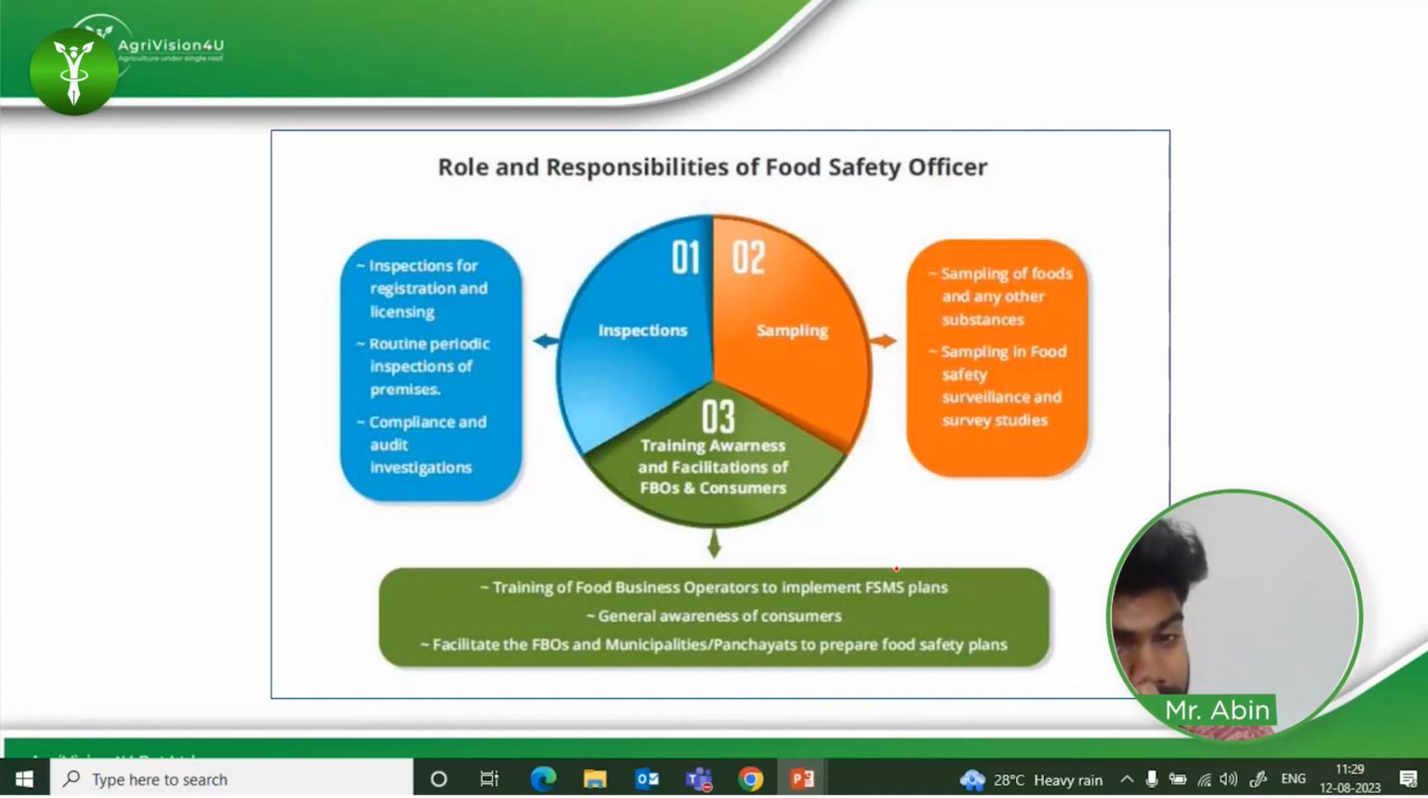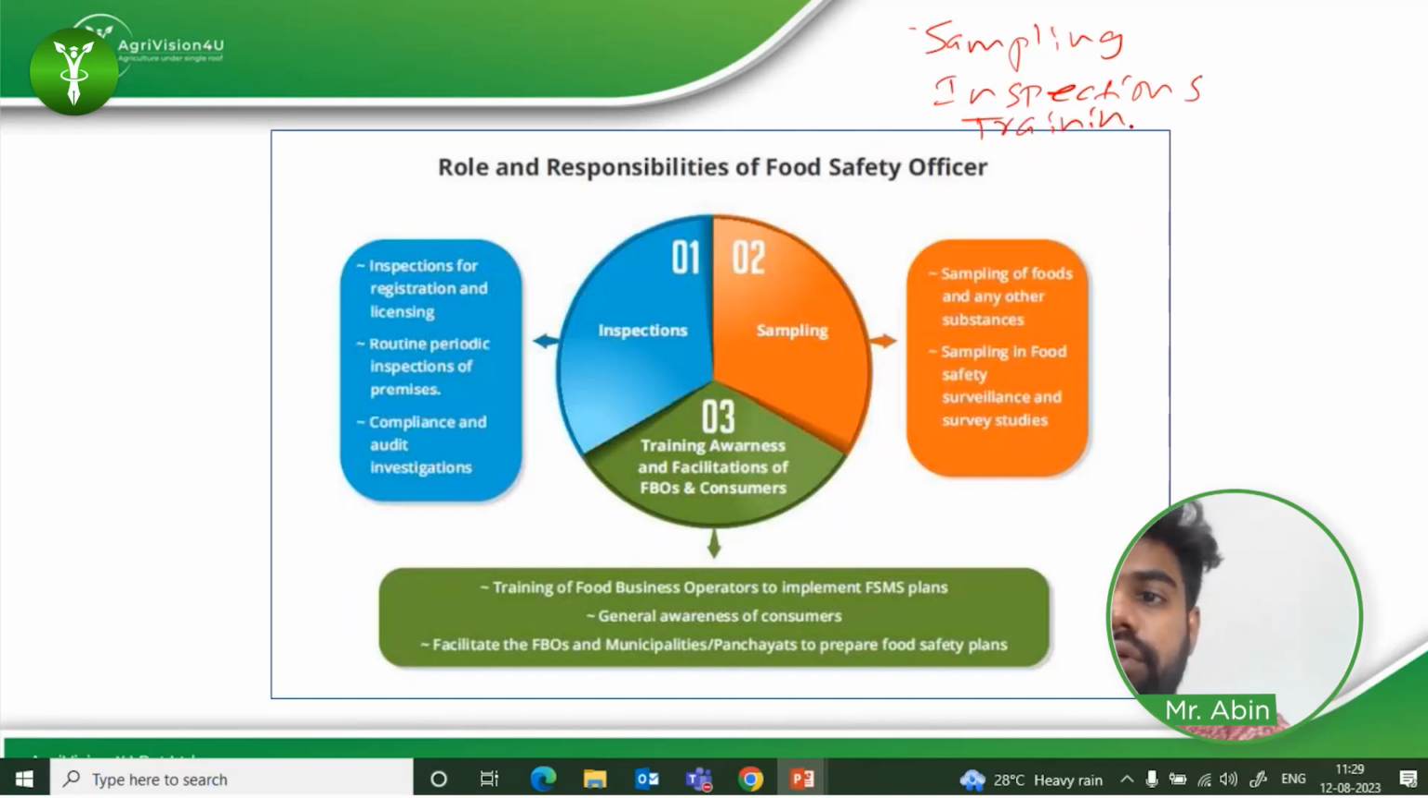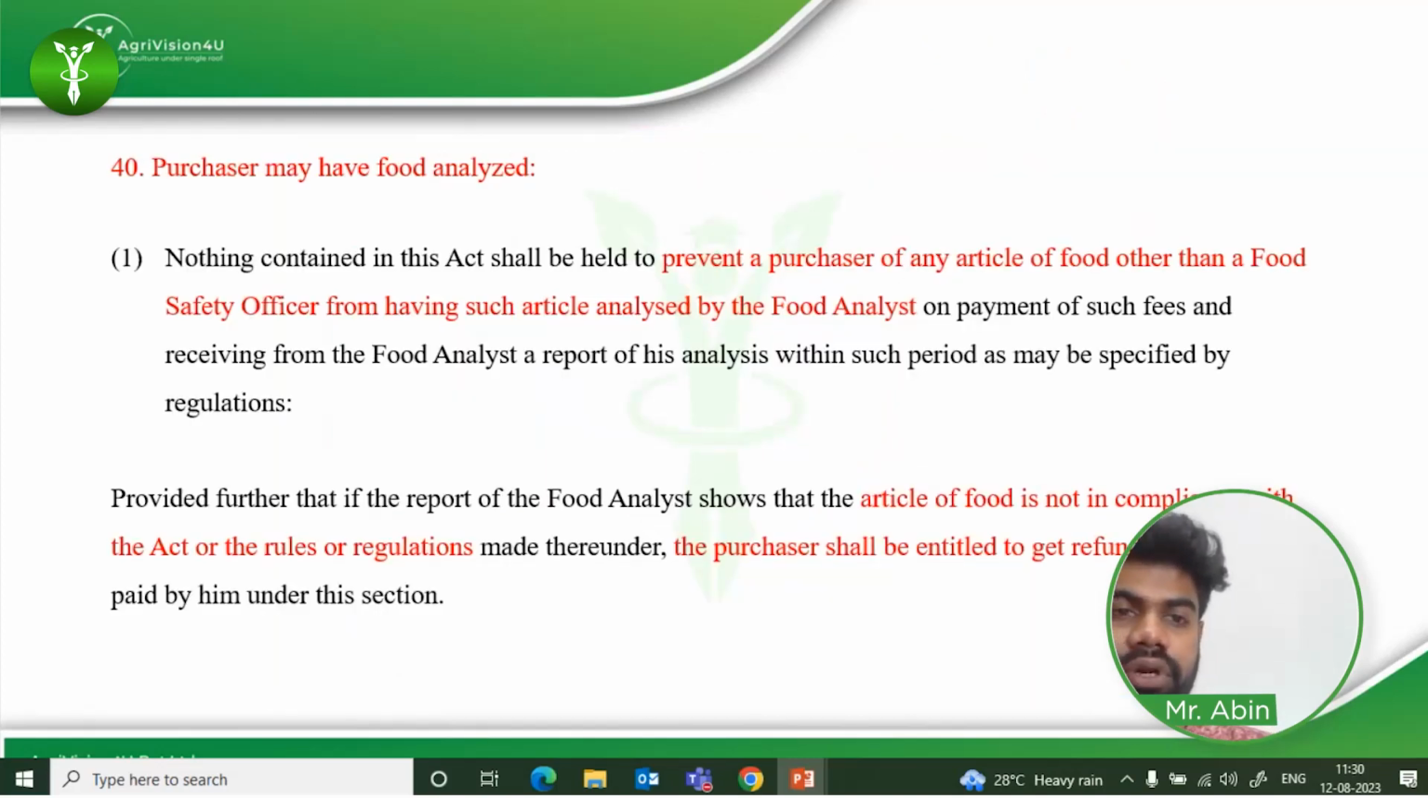So in a nutshell, I have given here the major three responsibilities. That is sampling, inspections, and the third is training. These three are the important areas of FSOs. So I'm not going much into that again. Now under sections 36, 37, 38 we have covered the important sections.